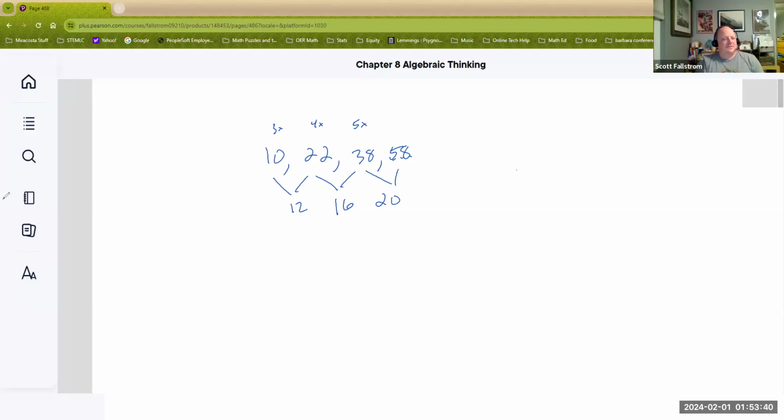Now, the reason why sometimes I'll do this is, what you can see is, if that's great, but then come down here and what do you notice? This one's going up by 4 each time. So what that means, the number 22 is really the sum of the 10 and the 12. Okay.